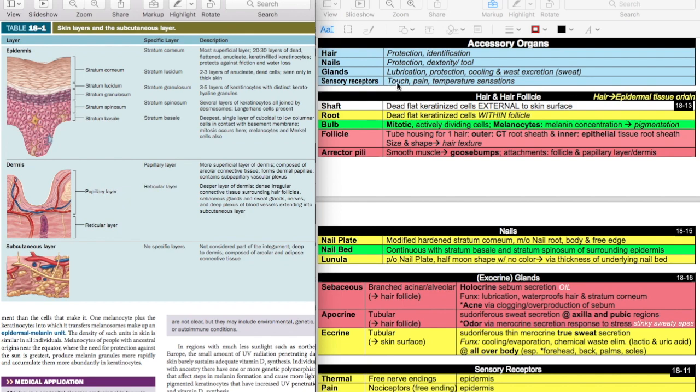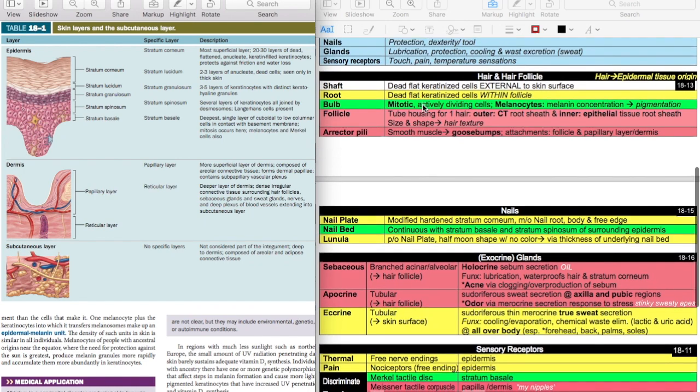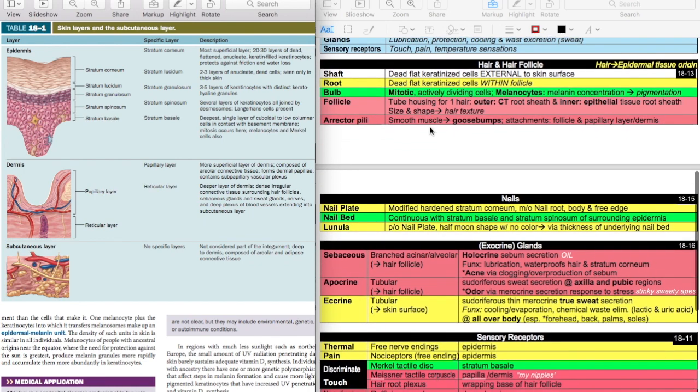Fine touch, non-discriminate touch, pressure, vibration, and then the most superficial layers would be pain and temperature. We've already talked about that in the first video, in case you didn't see it yet. If you haven't seen it, go watch the first video.